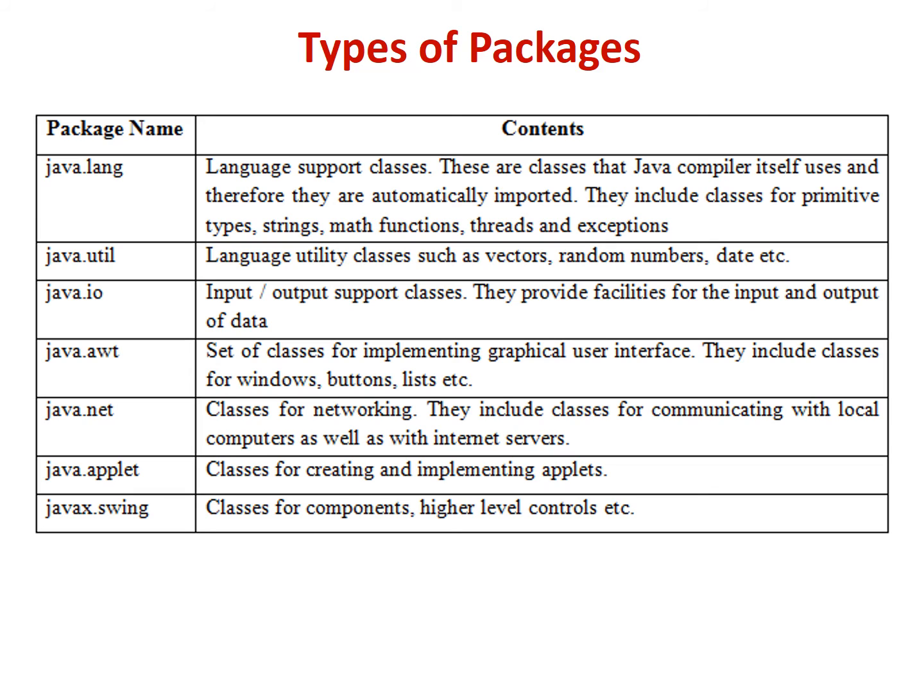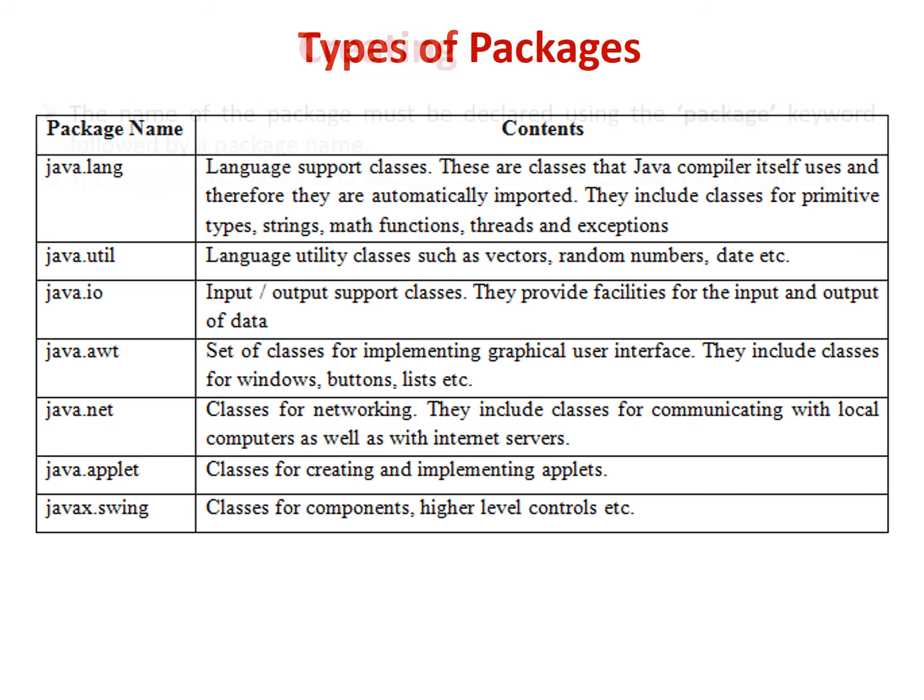java.awt package contains a set of classes for implementing graphical user interface. They include the classes for windows, buttons, list, etc. java.net package contains classes for networking. These include classes for communicating with local computers as well as with internet servers. java.applet contains classes for creating and implementing applets. javax.swing contains classes for components, higher level controls, etc.